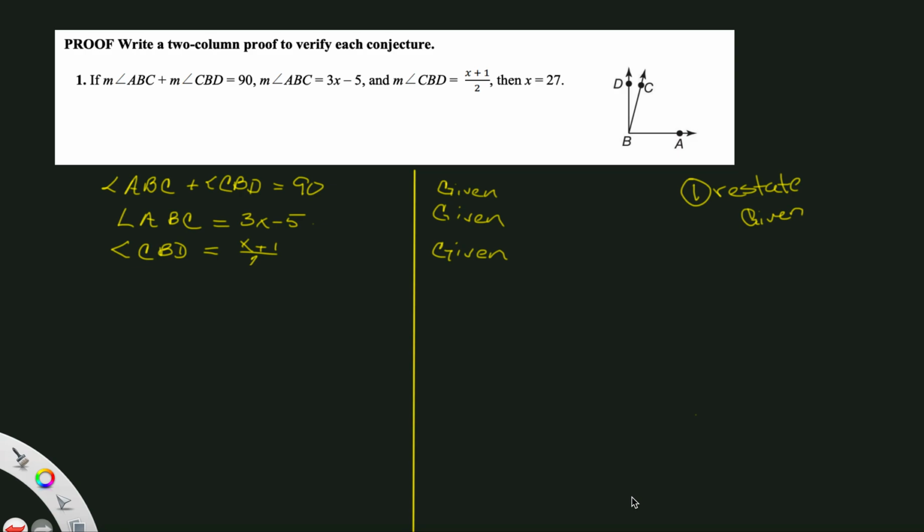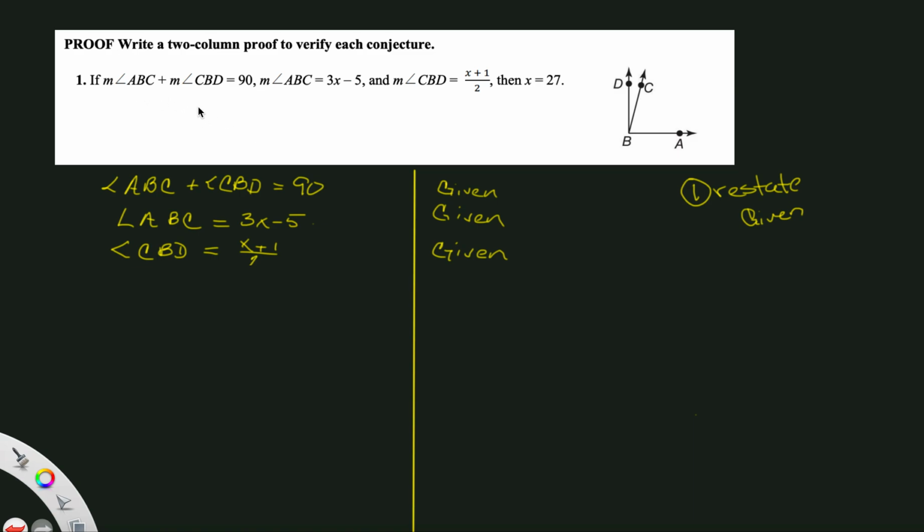Guys, here is the last bit of instruction I'm going to give you on writing out a two-column proof for algebraic work, and it's not too difficult. Here we go. It's actually quite simple.